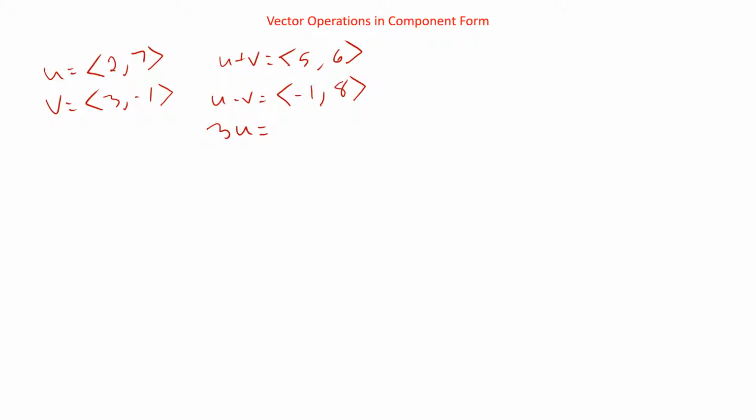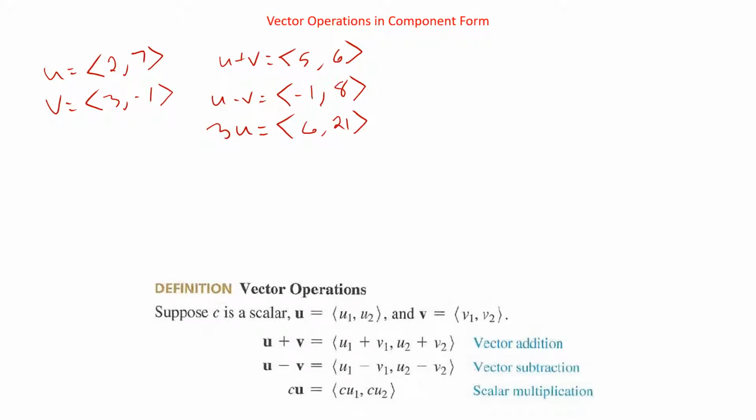3u, we just distribute. So 3 times 2 is 6. 7 times 3 is 21. So that's all that these operations are. It's just adding the like pieces together, multiplying. Those are pretty easy. So this is just the general rules for vector operations. Adding, we just add the two pieces. Subtracting, we subtract the two. And scalar multiple, we multiply each of them.